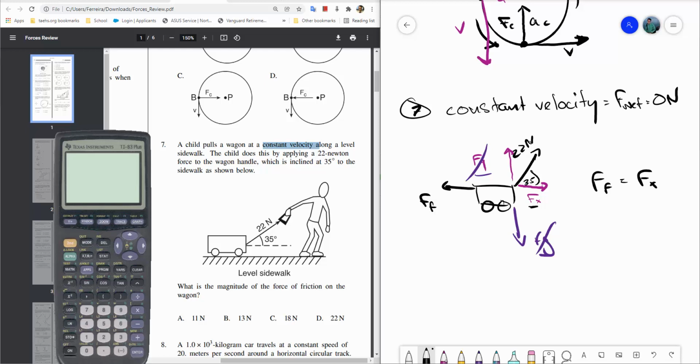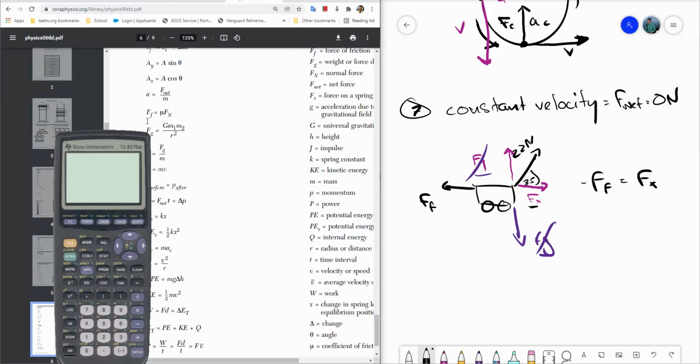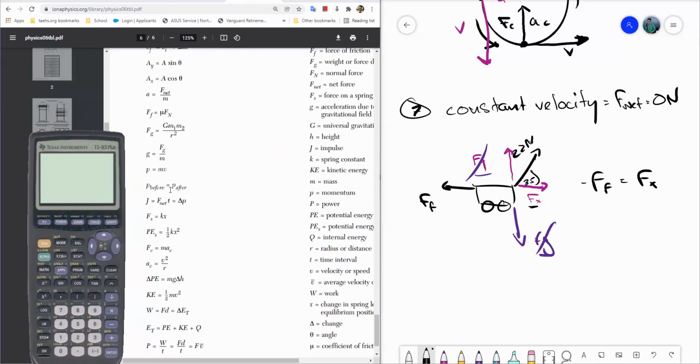The magnitudes, at least. Since they're in opposite directions, we can say the negative of force friction is equal to the force x. Now, how do you find force x? Your reference table shows you how to get those x vectors. You should have this memorized at this point, but if you don't, don't forget, it is on your reference table. Any vector along the x-axis is equal to the vector times cos theta. So Ax is equal to the vector A cos theta.